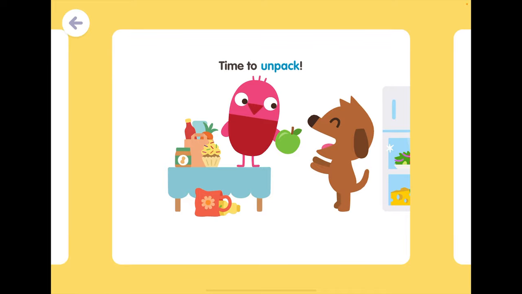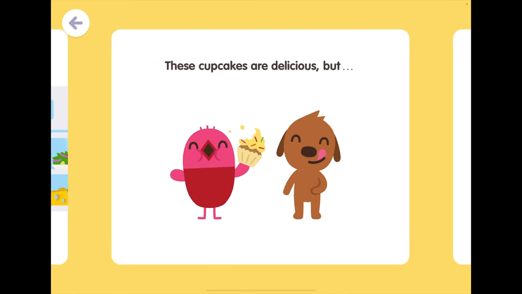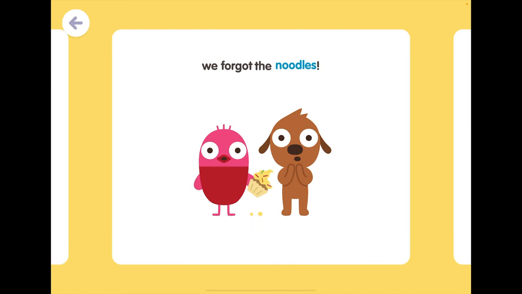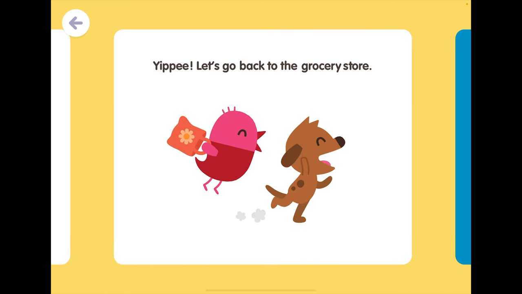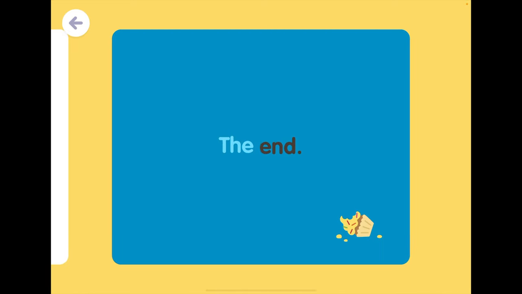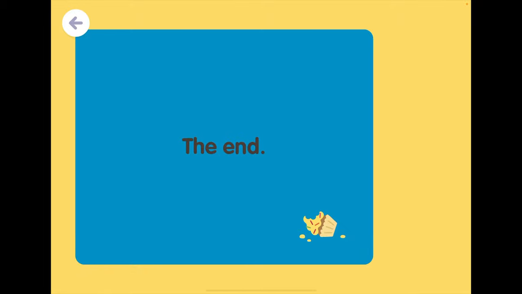Time to unpack. Let's unpack the groceries and put them away. Here's an apple. These cupcakes are delicious, but... Yummy. We forgot the noodles. Oh, we forgot the noodles. Yippee, let's go back to the grocery store and get some more. The end. Oh, they dropped a cupcake.